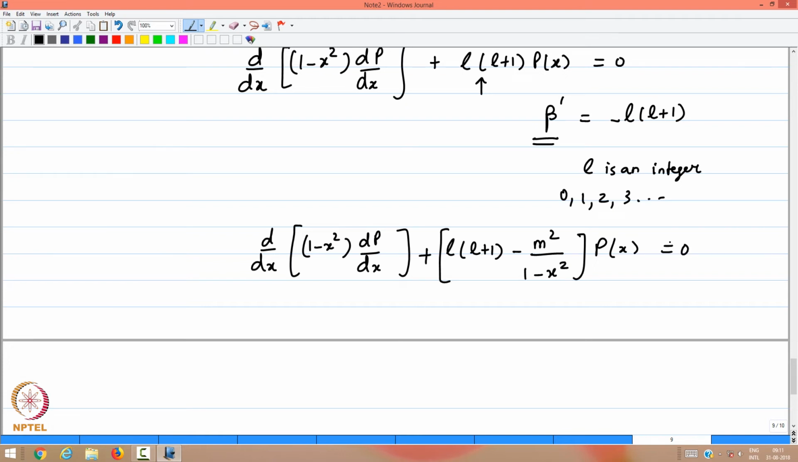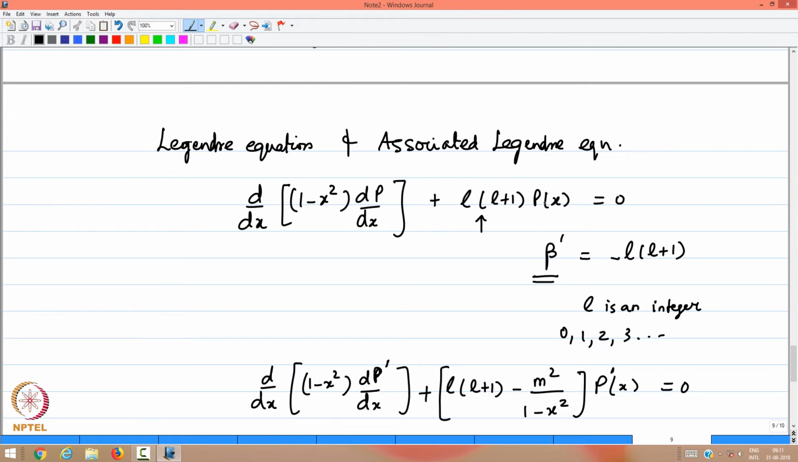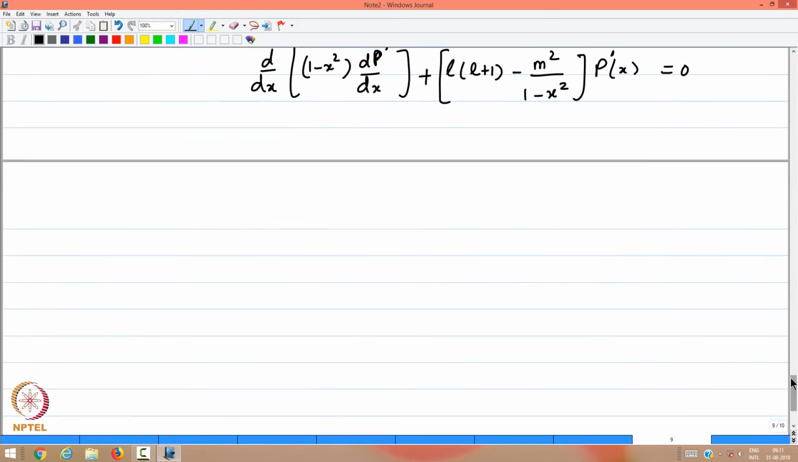Of course, we are using the same symbol p, so I would not do that. I would call it by a different symbol, say p prime, because when m is not 0, this is different from this. This equation becomes that only when m is equal to 0. Therefore, p prime becomes p for m equal to 0, and m equal to 0 is the solution known as the Legendre function, and for m non-zero the solutions are known as associated Legendre functions. Okay. This is the prelude.